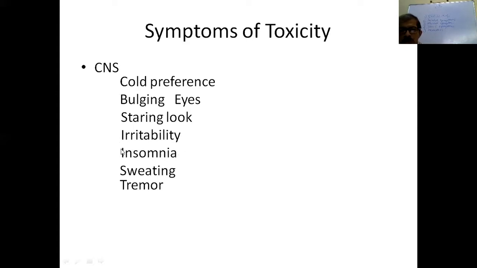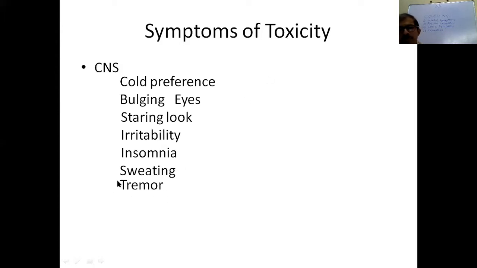So there used to be one Bain's index. Now we are not stressing on it, but for each of these symptoms we used to give points, like preference to cold, 2 points, whereas for insomnia it is 3 points, because that is the very characteristic symptom of thyrotoxicosis. Then sweating, excessive sweating. Of course, this is also weather-based, but even in winter, if there is sweating, that means the patient is suffering from toxicity.